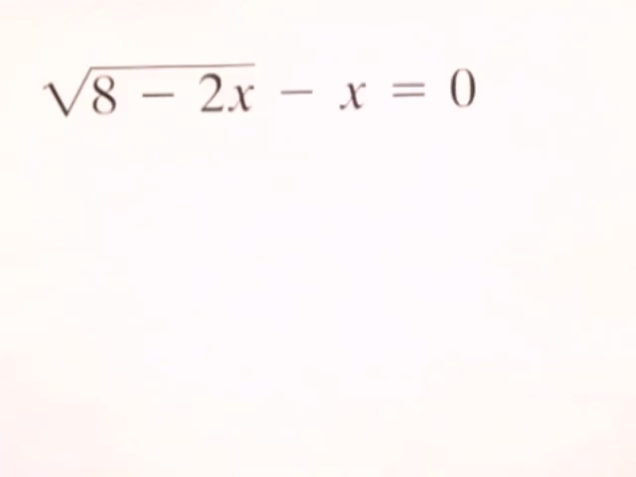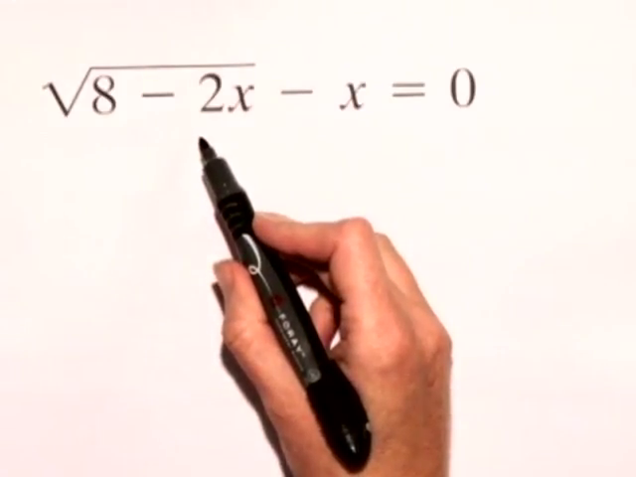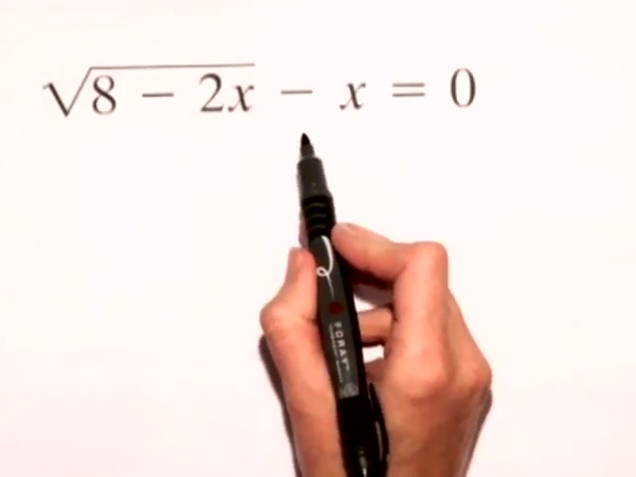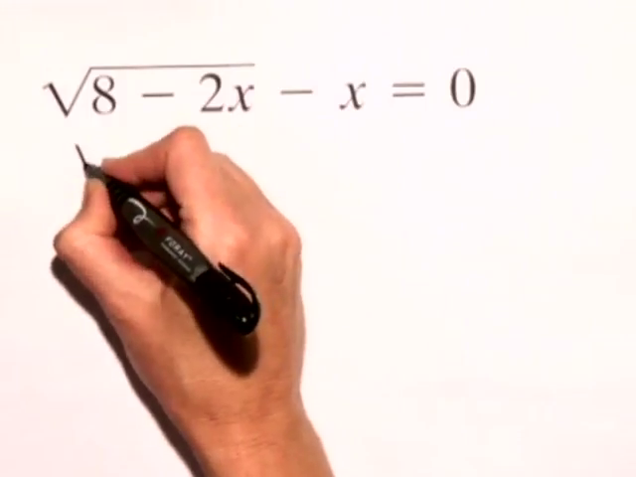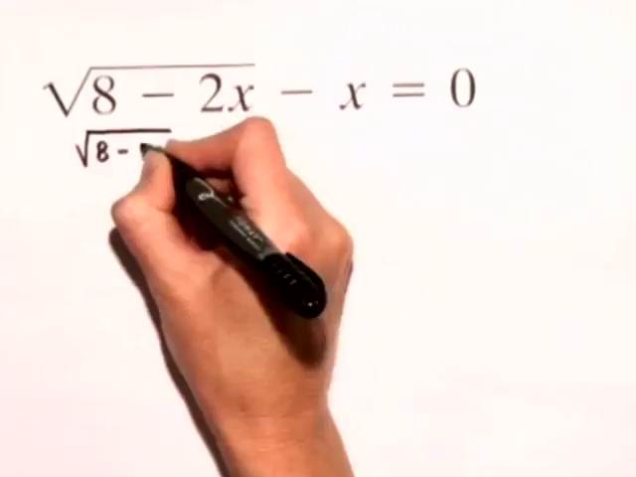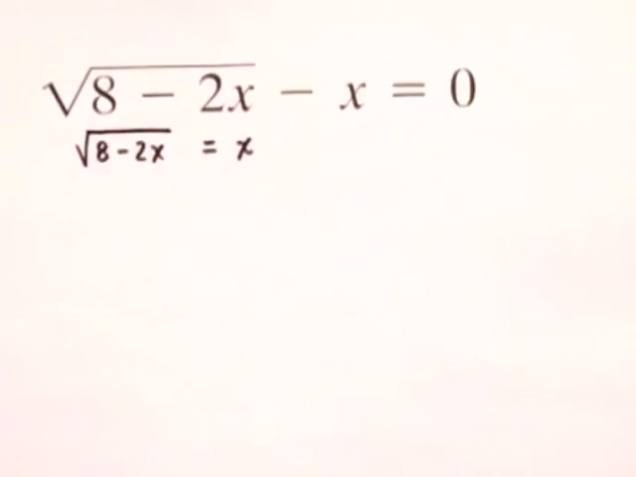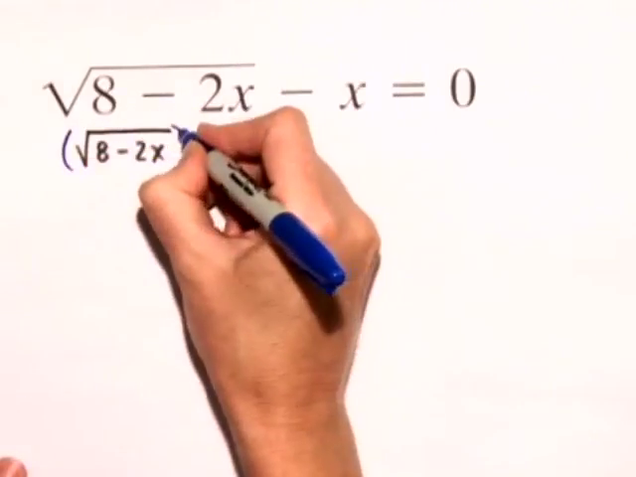For our next problem, we'll solve a radical equation. In order to solve this equation, we need to first isolate the radical on the left-hand side, so we'll add x to both sides. We'll have the square root of 8 minus 2x is equal to x. Next, we'll raise both sides to the second power, or square both sides.